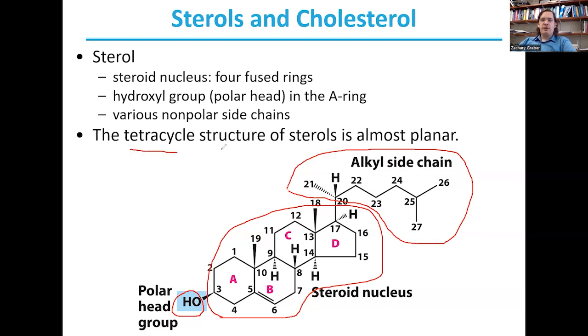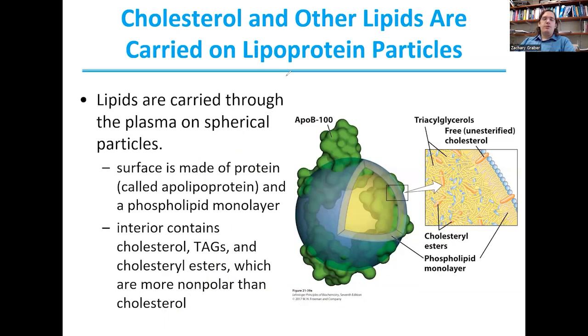The tetracyclic structure of our sterols and steroids ends up being almost planar, so we have a relatively flat structure overall for cholesterol. And that planar structure is just because of the fused nature of our rings. So it's not aromatic like our DNA, so it's not truly planar, but it does end up as a relatively planar structure. The nutritional impact of cholesterol primarily comes from its role in lipoprotein particles that help to carry fats around our body.